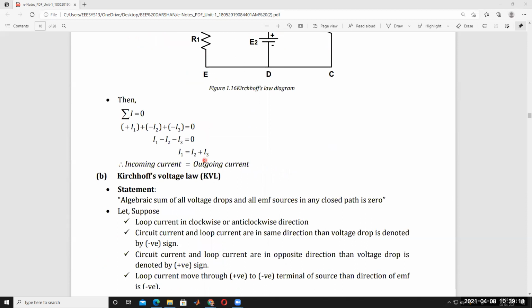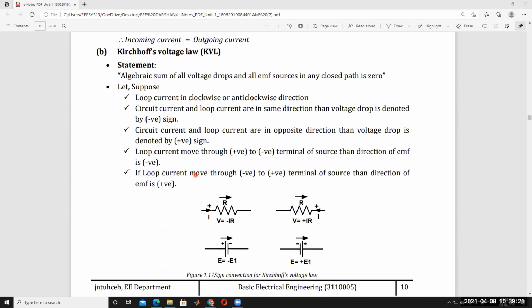Coming to Kirchhoff's voltage law. Statement: the algebraic sum of all voltage drops and all EMF sources in any closed path is 0. Is that clear? This is about KVL, Kirchhoff's voltage law.